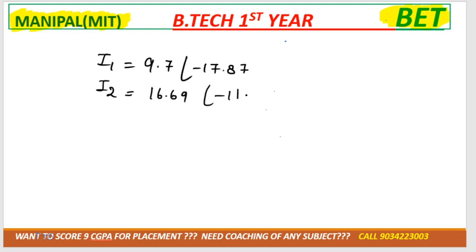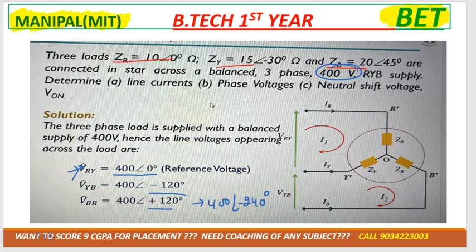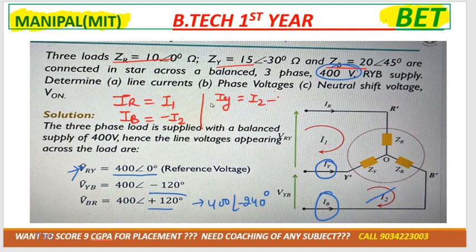angle minus 116.63. So basically we are getting the line currents, right? But they don't want us to calculate I1 and I2. They want us to calculate IR, IY and IB. Yes. As you can see, IR and I1 are in the same direction. So can we say that IR would be equals to I1? Similarly, IB and I2 are in the opposite direction. So can we say that IB would be equals to minus I2 and IY is equals to I2 minus I1? Yes or no?